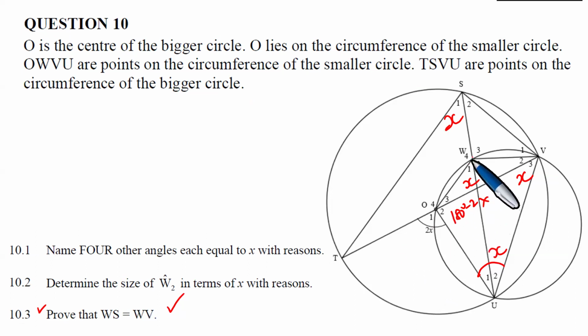WS equals WV. Prove this. You have 3 minutes.